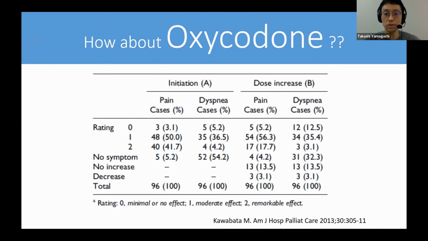So how about the efficacy of these opioids for dyspnea? For oxycodone, evidence is still lacking. This slide shows the result of a retrospective chart review from one Japanese hospital. Roughly about 80% of the cases improved dyspnea after starting or increasing oxycodone continuous infusion.